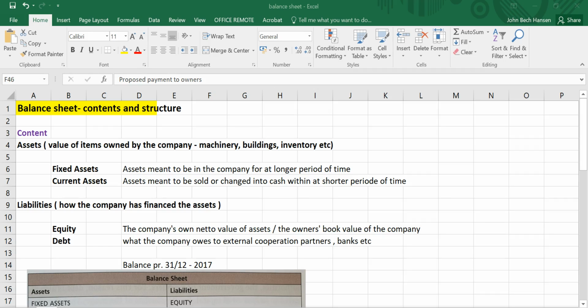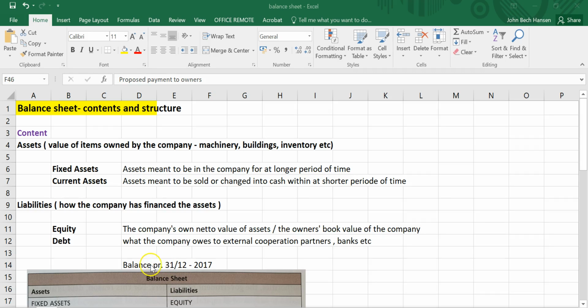The balance sheet is a vital part of the company's yearly report or financial report. The main part of the financial report is of course the profit and loss statement, which covers a period of time, showing the result of that time, and then the balance sheet, which is a statement showing the value and how the values in the company are financed at a certain point in time.